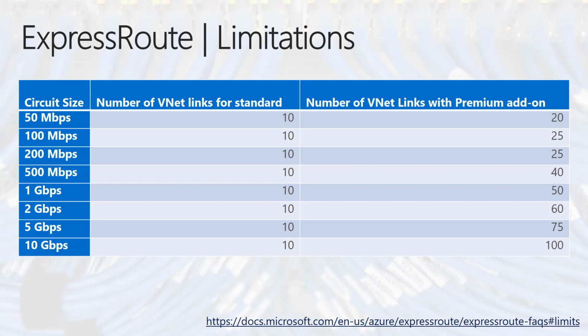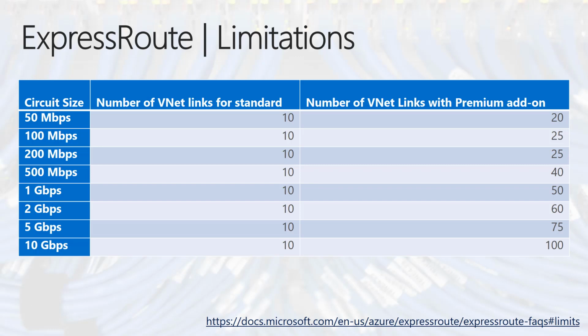The chart on the screen here shows you that without choosing the premium add-on, no matter the speed, 10 is the limit. If you choose the premium add-on, then based on speed, you gain the ability to peer different numbers of VNets directly to the ExpressRoute circuit. One additional note I want to make here.